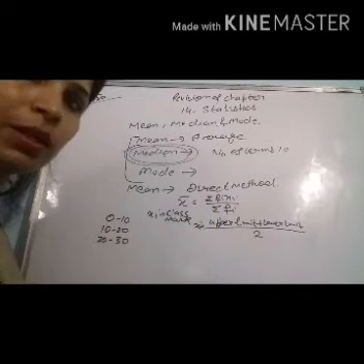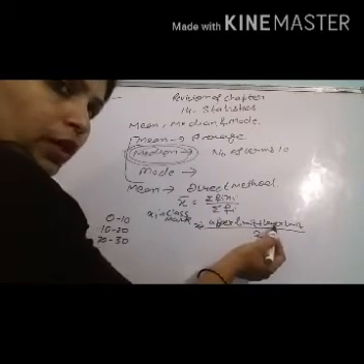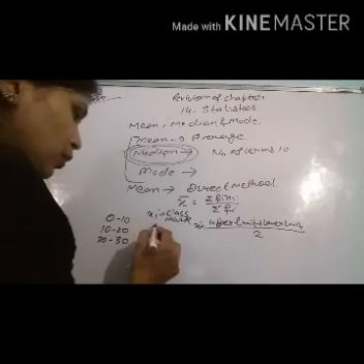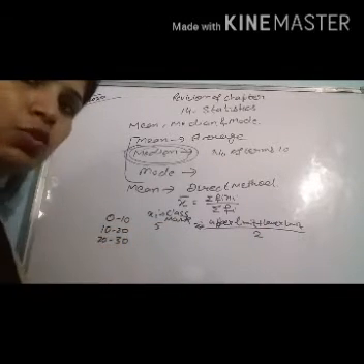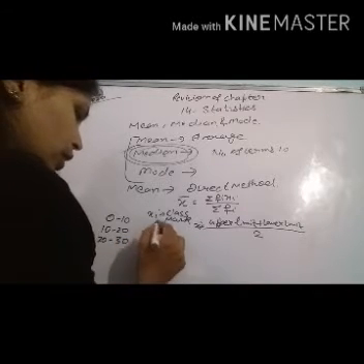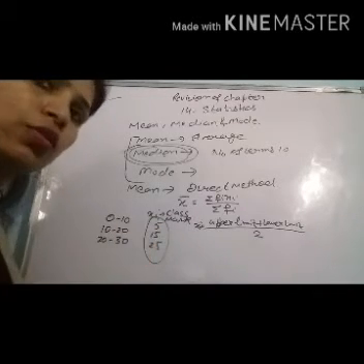So what is the formula? Upper limit plus lower limit divided by 2. In this case 0 plus 10 divided by 2 is 5. 10 plus 20 is 30 divided by 2 is 15. And next is 25. In this case these are the values of xi's.